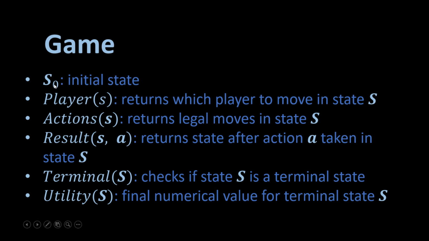Now, it's very interesting because there are very intriguing ways of how our game works. We have the state, and S0, where S means the state. So we have the state, and we have S0, which is the initial state. Then the player state, which returns which player is moving, the action state, the result state, which also takes an action, a terminal state, and the utility state.